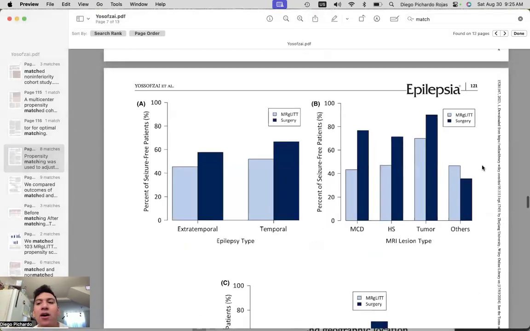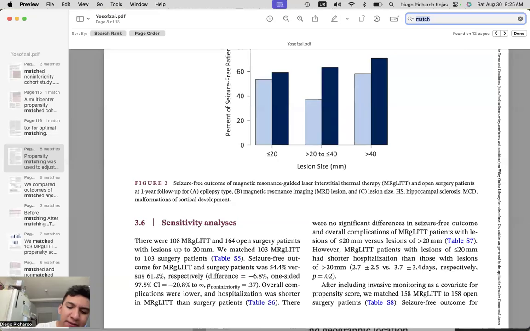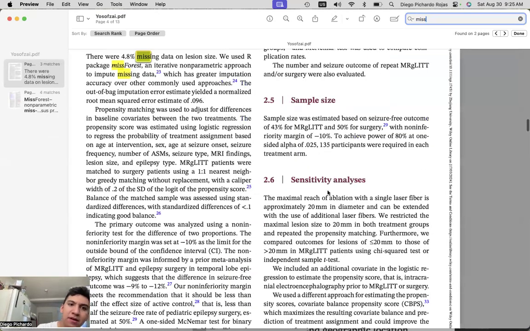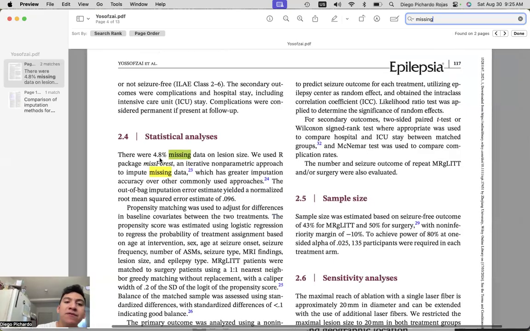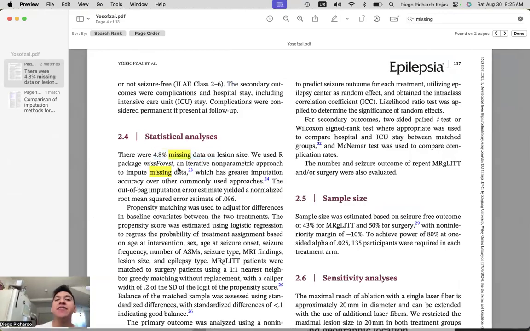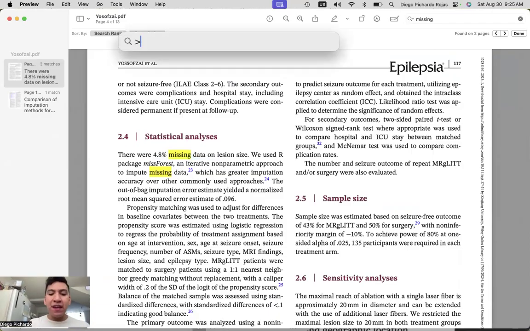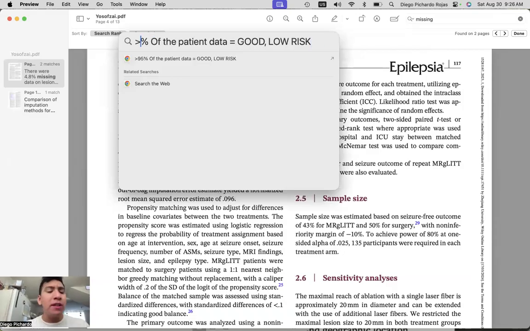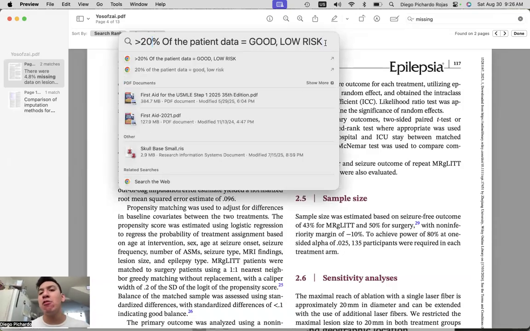Bias due to missing data. Were there any missing patients? Okay, there was 4.8 missing on lesion size. All right. So here's the thing. If we have more than 95% of the patient data, this is good. Low risk of bias. All right. So if they had told me, we lost 20% of the outcomes due to follow up, oh, that would be pretty bad.